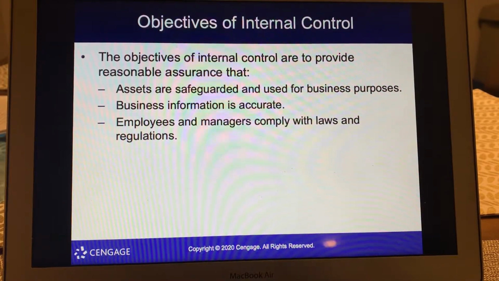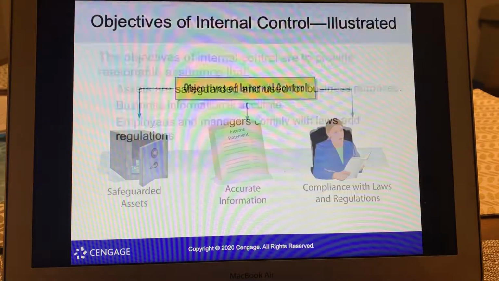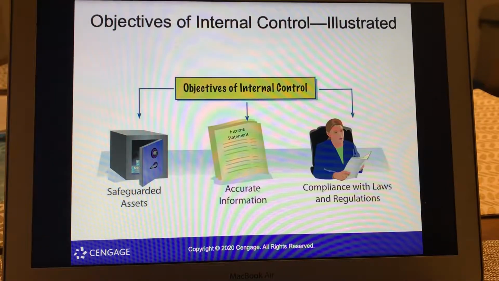The objectives of internal controls are to provide reasonable assurance that assets are safeguarded and used for business purposes, business information is accurate, and employees and managers comply with regulations. Objectives of internal controls illustrated: safeguard assets, accurate information, compliance with laws and regulations. And these are the objectives.